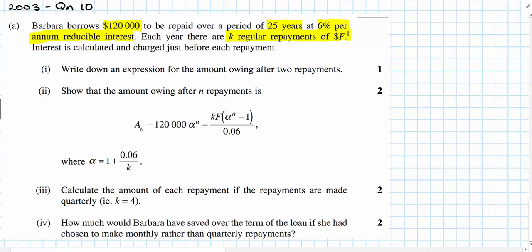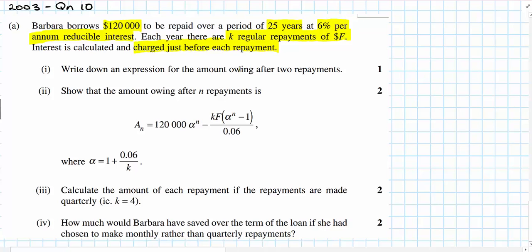They haven't said it's monthly repayment if it's compounded monthly. If it was compounded monthly, that K would be 12. If it's compounded quarterly, then the K would have been 4. But it doesn't say that. And in the previous example, we used M for our repayments. In this case, we're using F for our repayments. Interest is calculated and charged just before each repayment. So that's great. That's how we've been doing our calculation.